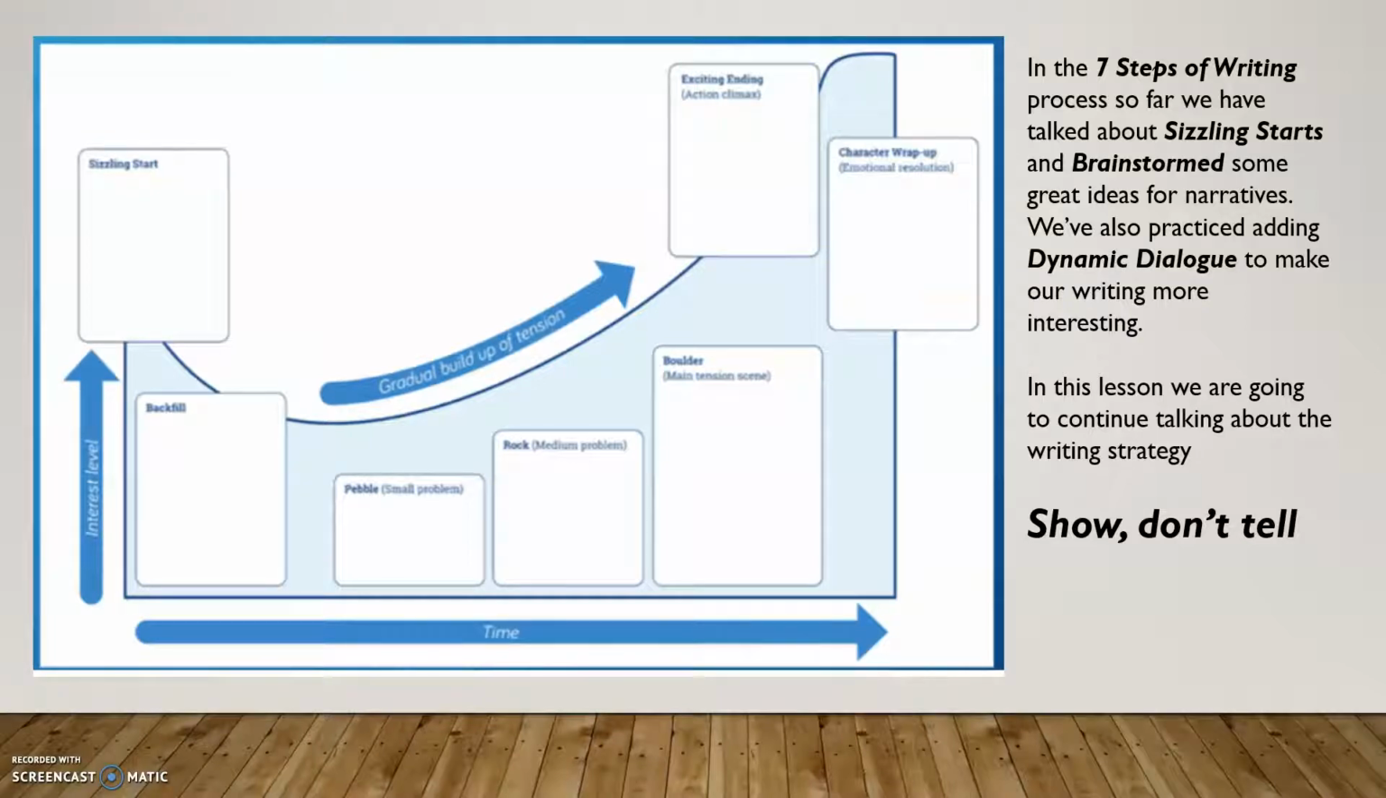In the 7 steps of the writing process so far, we have talked about sizzling starts and brainstormed some great ideas for narratives. Yesterday, I forgot to mention that we've also worked on dynamic dialogue, including really interesting dialogue to make our stories more interesting to the reader. In this lesson, we are going to continue talking about the writing strategy, show, don't tell.